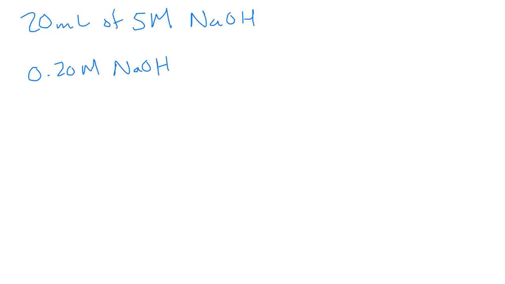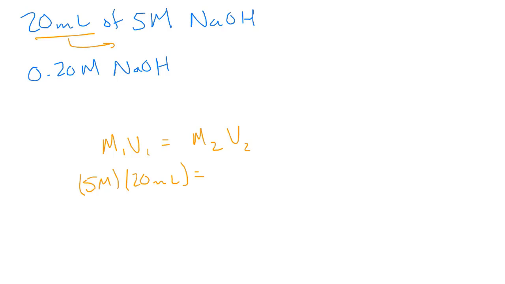It's a dilution problem. So you're going to use the M1V1 equals M2V2 equation. So M1. So let's go ahead and convert this guy. Actually, you don't need to. As long as your volumes remain the same, then you don't need to change it. So we have 5 molarity here. You put 20 milliliters here, right? So equals 0.2 molarity.